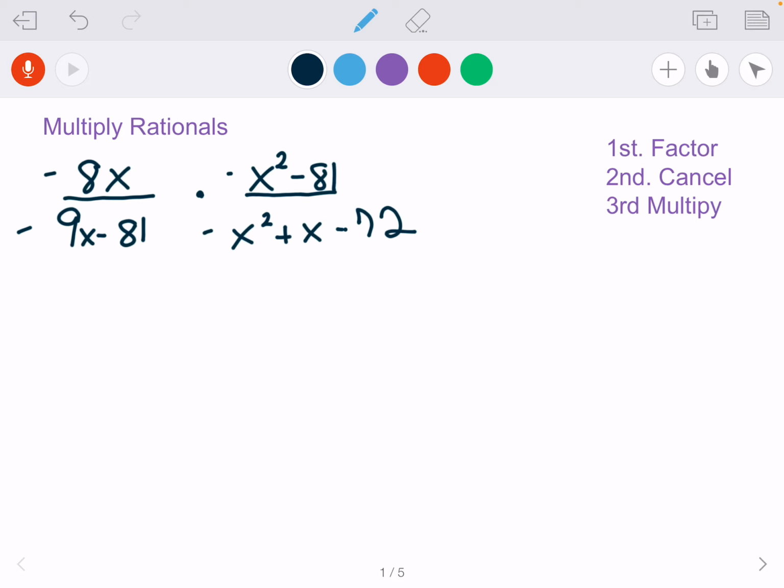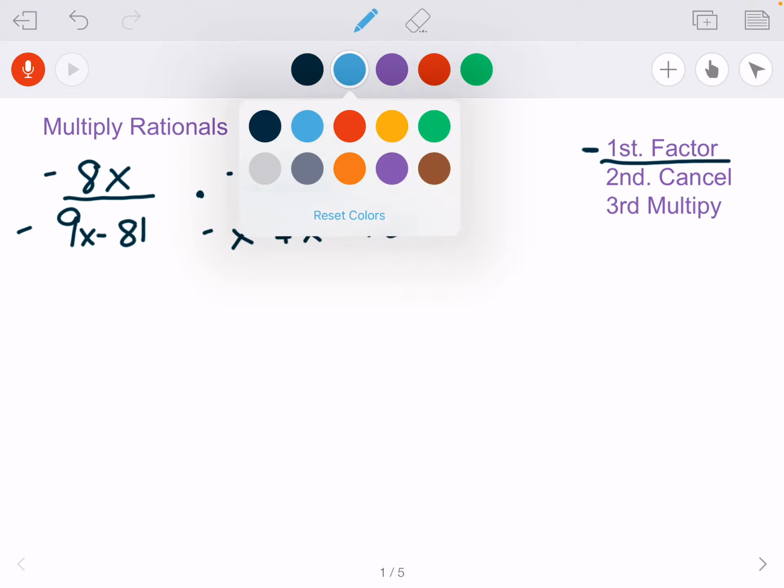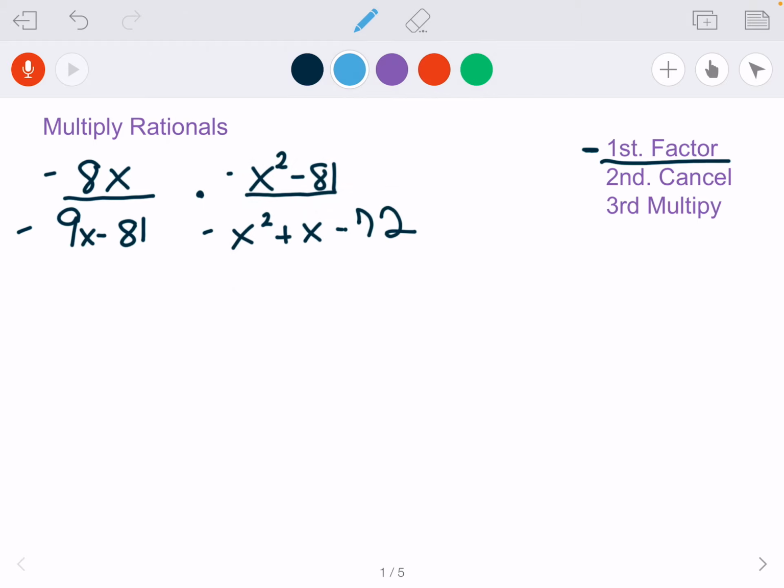So the first thing I'm going to do is see what factors. I'm going to look at each numerator and each denominator and see what I can factor. So looking there, I'm looking at my 8x right here. There's nothing I can simplify there, so I'm just going to bring it down, 8x. Okay, so that's done.